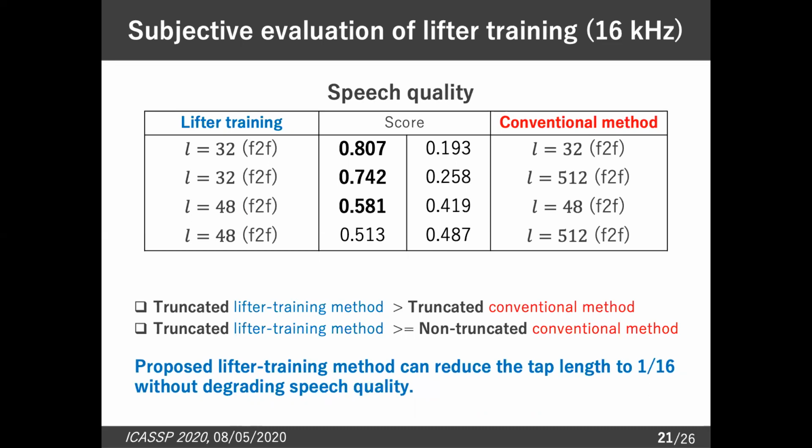This table shows the results about speech quality. In this case, the same tendency can be seen as the results about speaker similarity. To sum up, those results indicate that our lift training method can reduce the tap length to 1/16 without degrading speaker similarity and speech quality in the narrowband case.